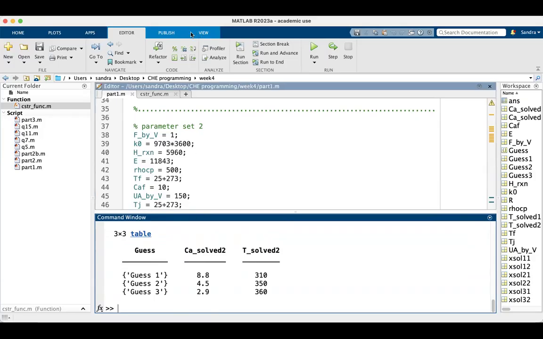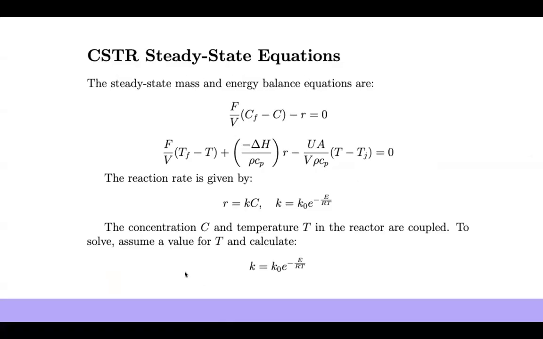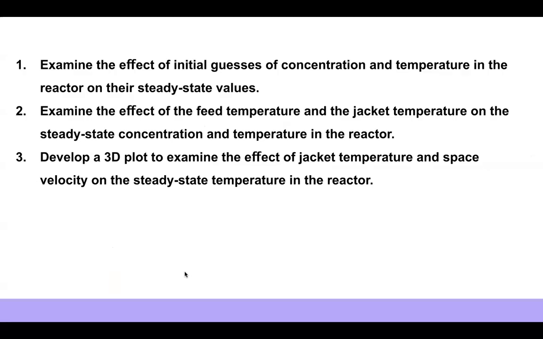Now, this first part of the question is done. Now coming to the second part of the question. Examine the effect of feed temperature and jacket temperature on the steady state concentration and temperature of the reactor. Okay. So here in the earlier case, we had kept the feed temperature and jacket temperature fixed. Now what we need to do is vary the feed temperature and jacket temperature and see what is happening to your steady state concentration and temperature.